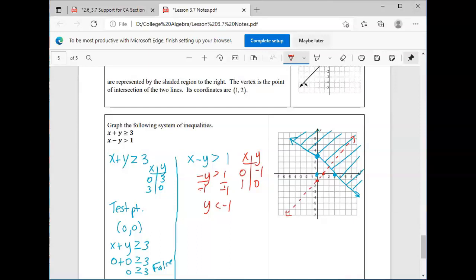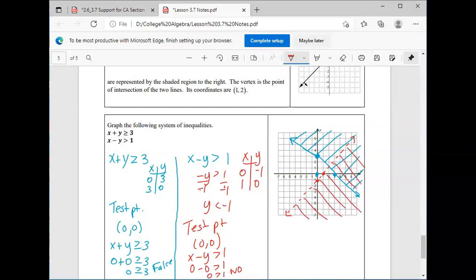Okay. I can use 0, 0 as my test point again because it's not on the line. So x minus y is greater than 1. 0 minus 0 is greater than 1. No, right? That's false. So I don't want to color in the side that has 0, 0 on it. I want to color in the other side, and I'm going to use these straight lines to do this.